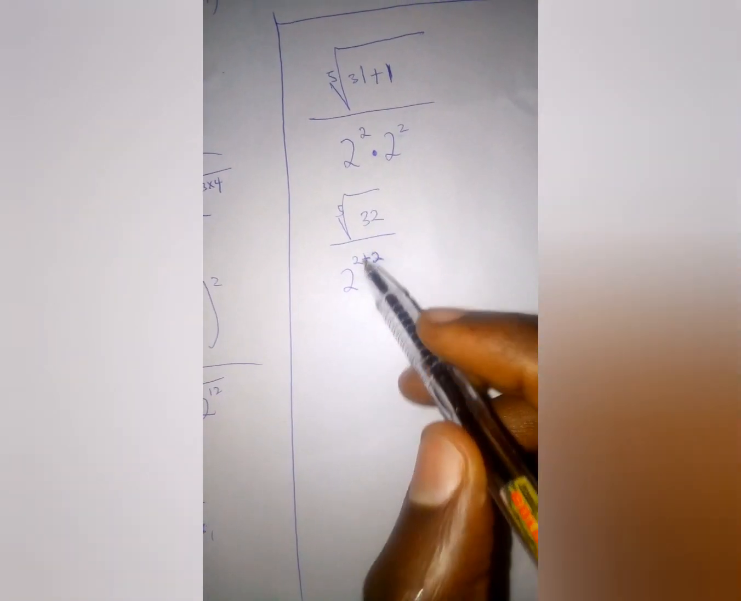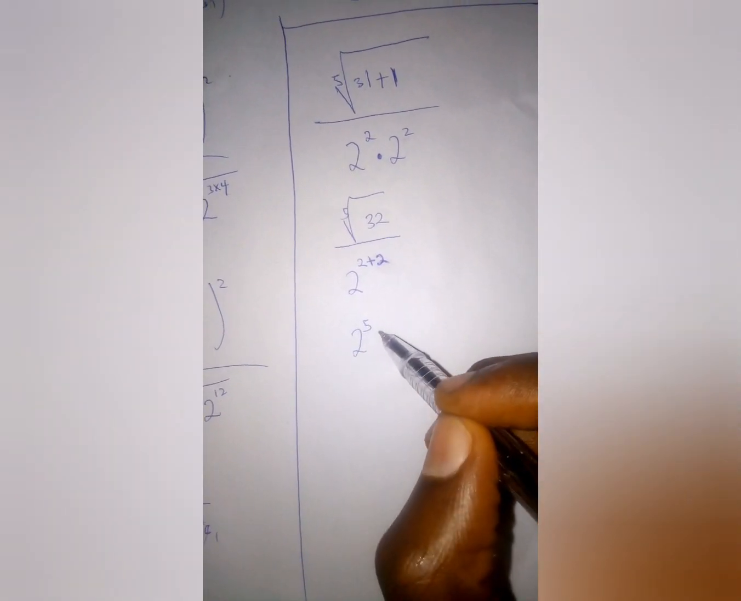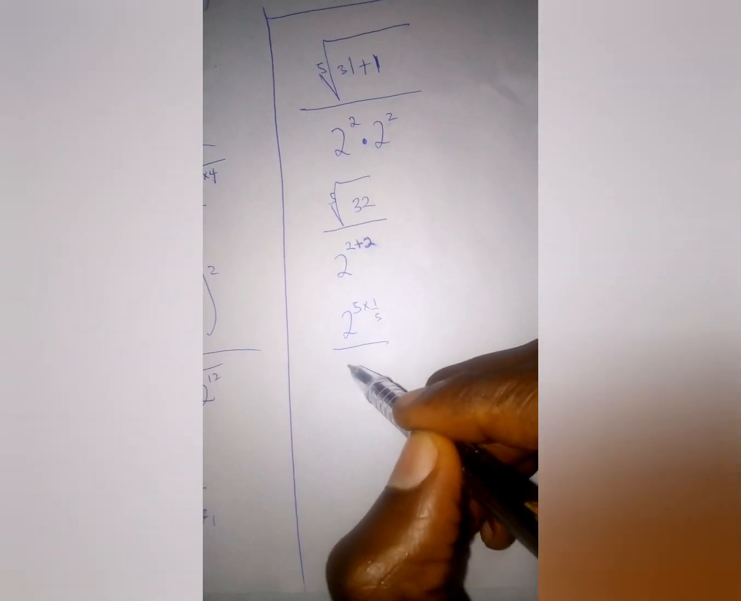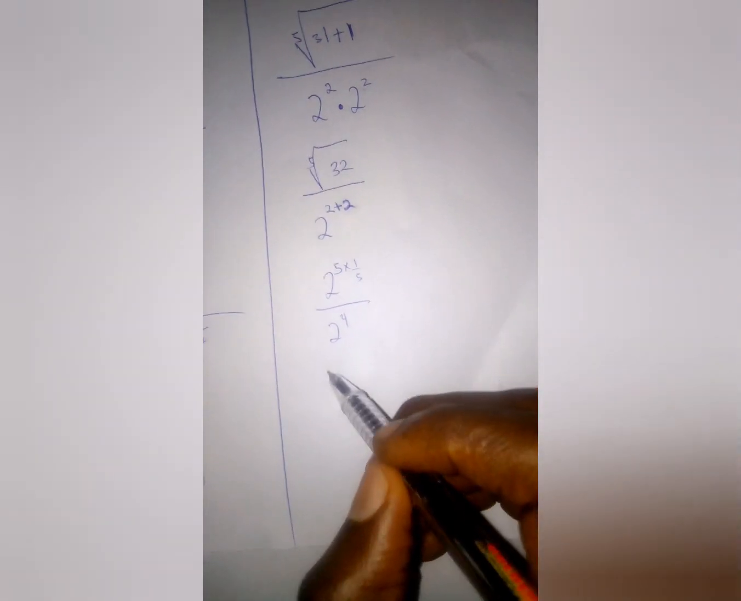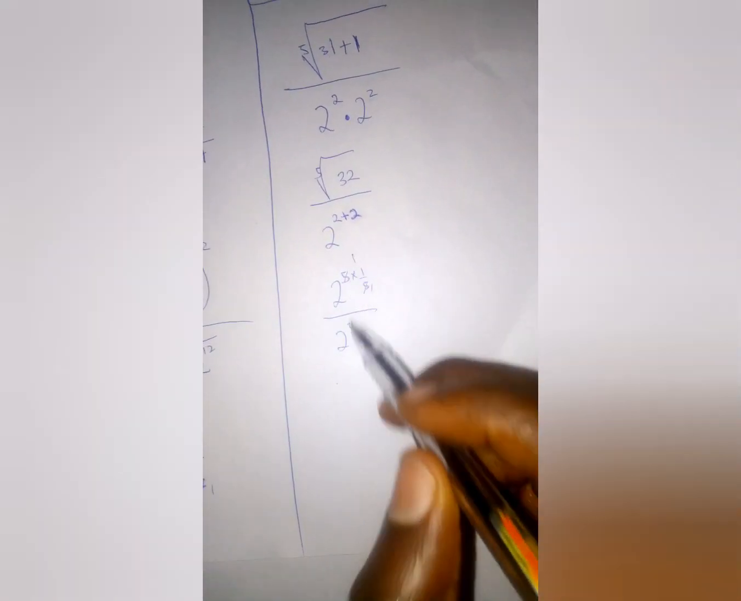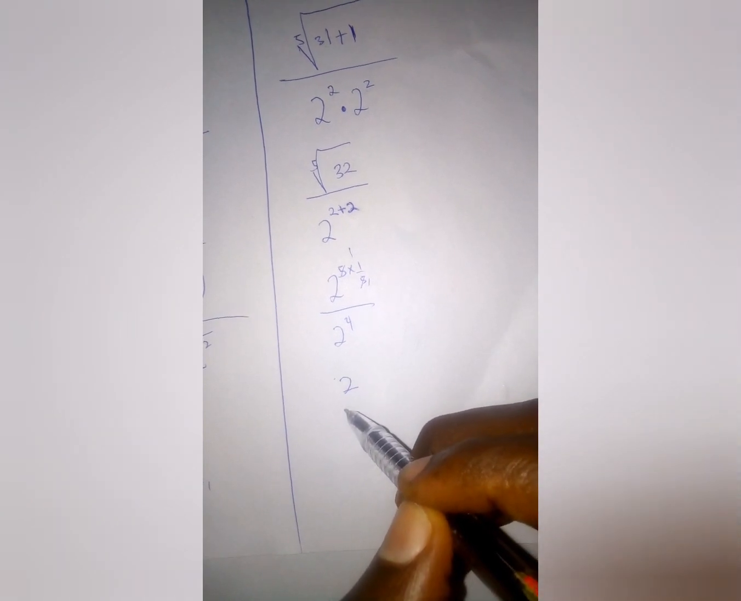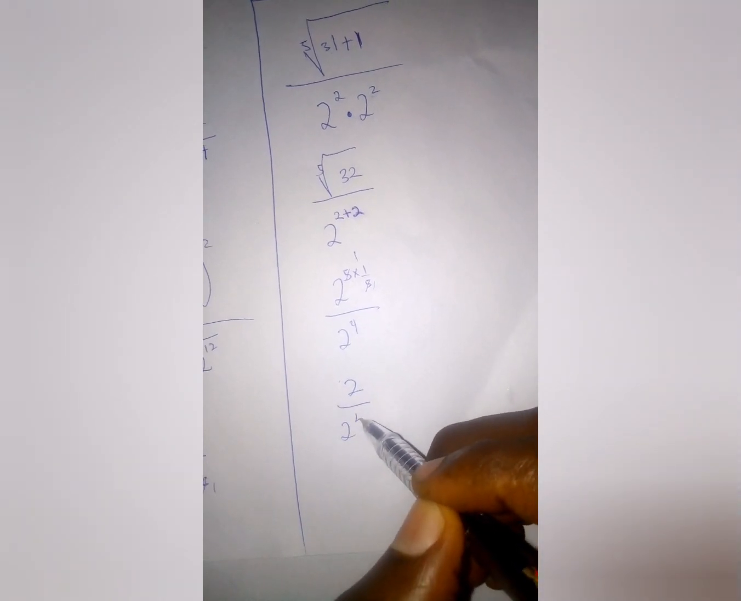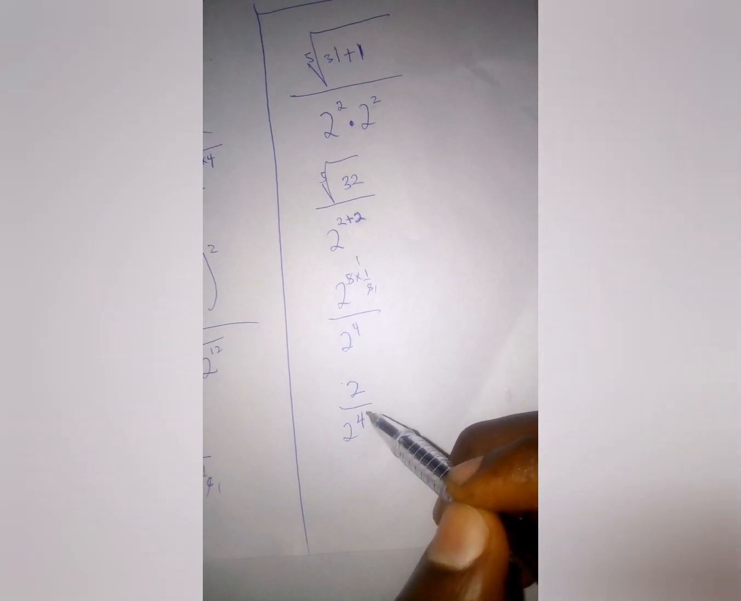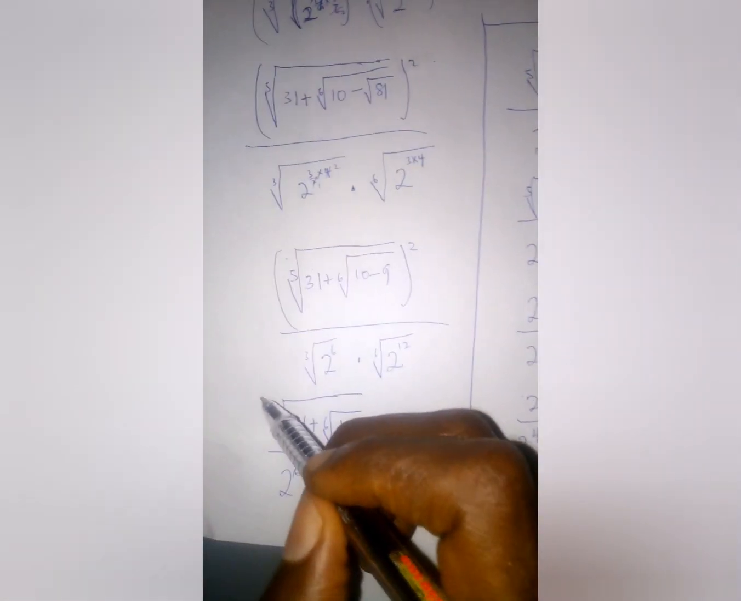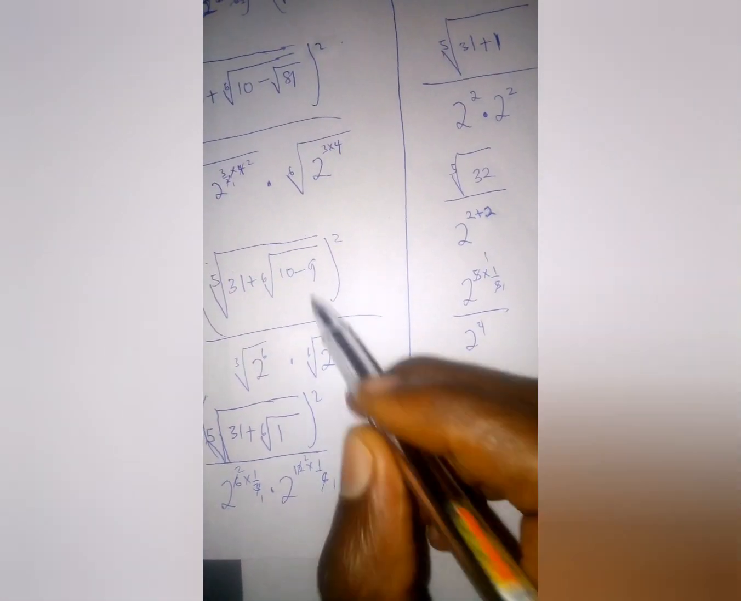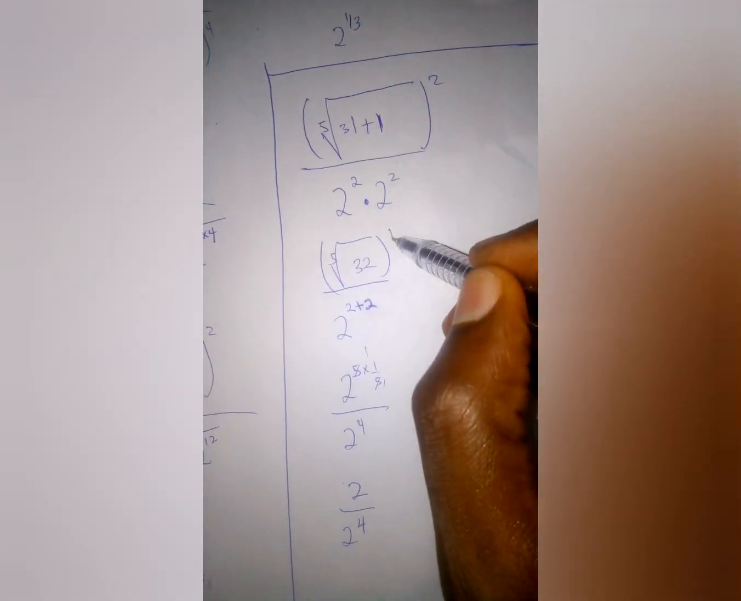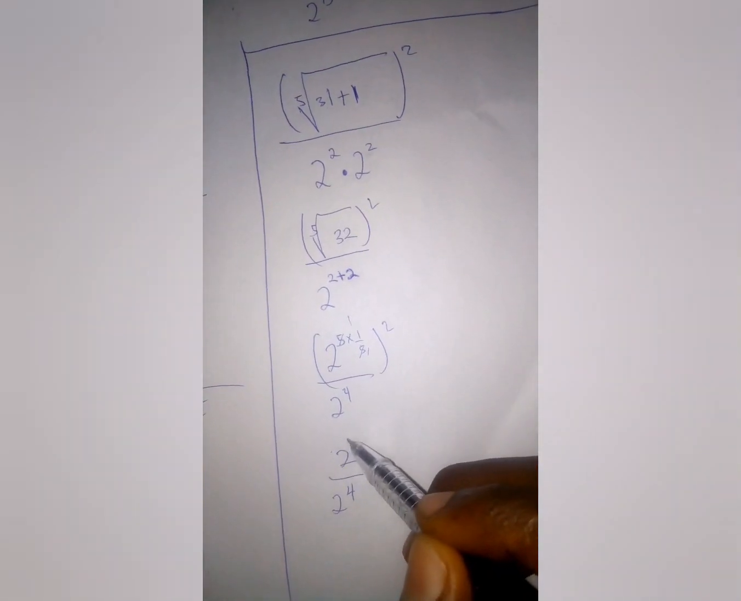So with this, 32 can be expressed as 2 raised to power 5. And this is 1 over 5 over 2 raised to power 4. So we have 5 here 1, 5 here 1. We have 2 raised to power 1 over 2 raised to power 4. But don't forget that this is being squared. Don't forget the square.